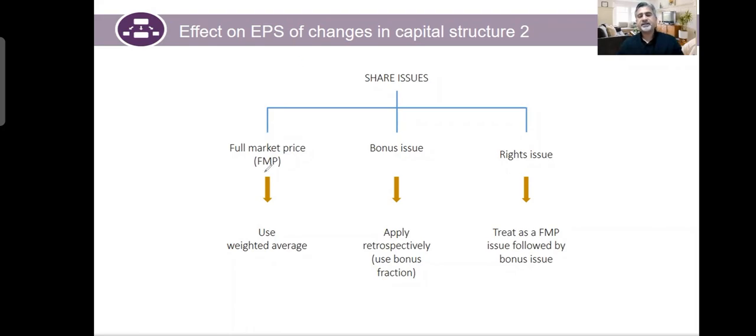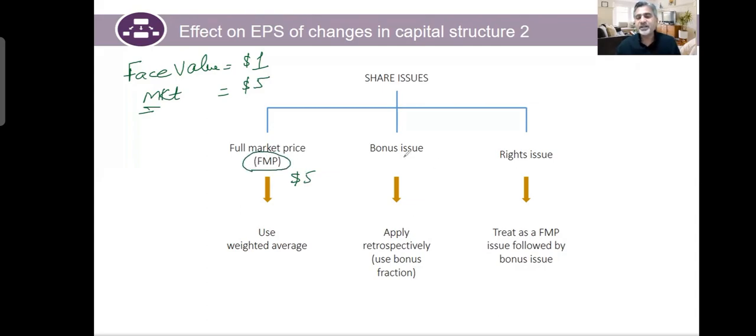Now, let's see. What type of shares do we have? We say full market price, FMP, full market price share, which means that a company might have a share which has a face value, which is also called the nominal value. Let's suppose your face value is $1 and your market value is $5. So this is called market value. When you issue the share at $5, it is called full market price. So you are actually selling the share at full market price.